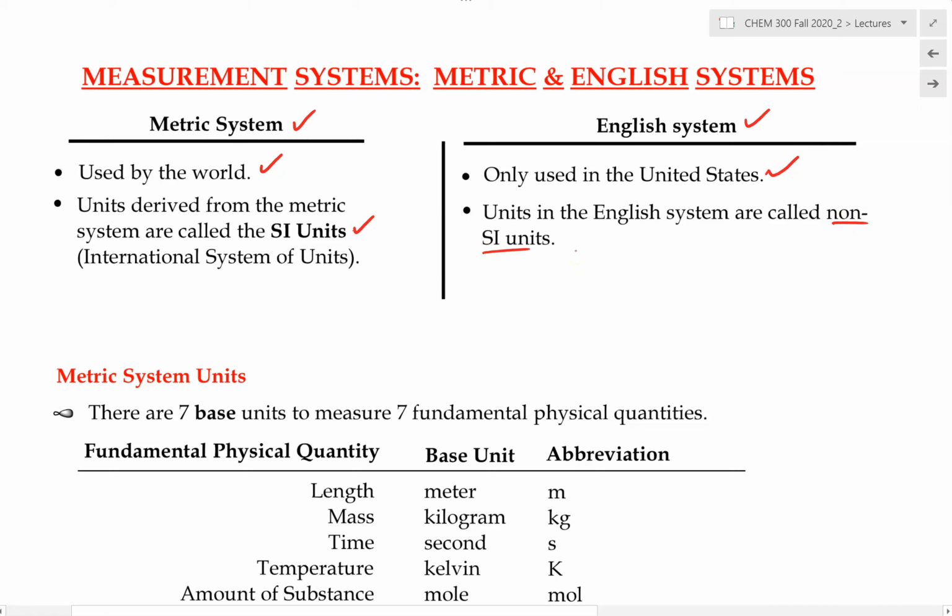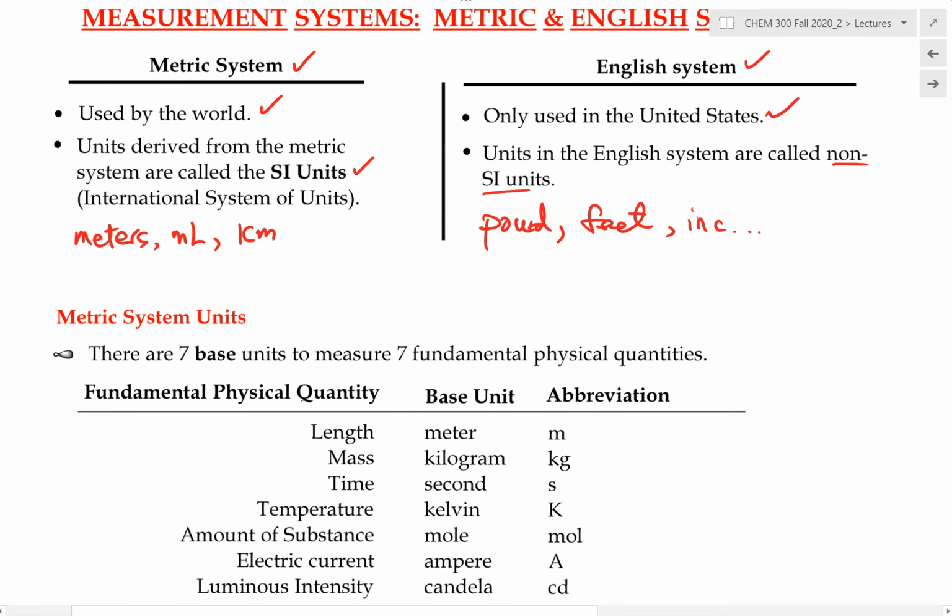And some of the examples of these types of unit include the following. In the metric system, we see units such as meter, millimeter, kilometer, and so on. And some of the examples of units from the English system include pound, feet, inch, and etc.